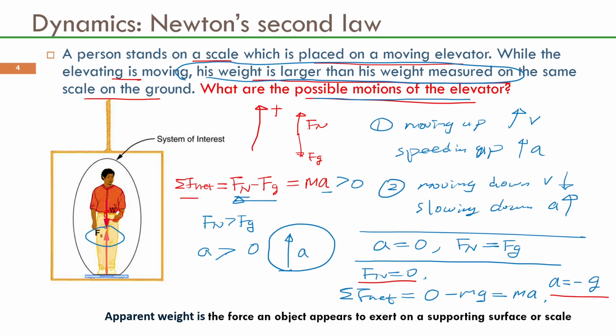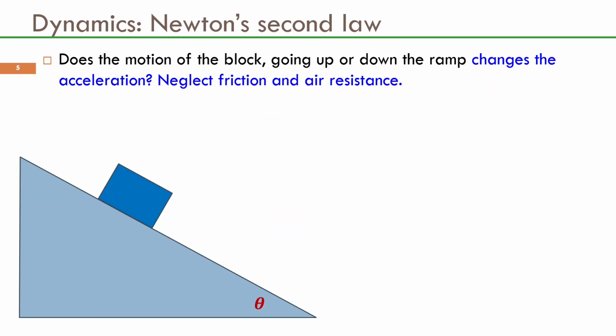So if the number on the scale becomes 0, that means the person is moving down with gravitational acceleration. So this is a free fall situation. Maybe you have experienced this in the amusement park a lot of the time, and it's a lot of fun. Alright, now let's look at another practice problem.